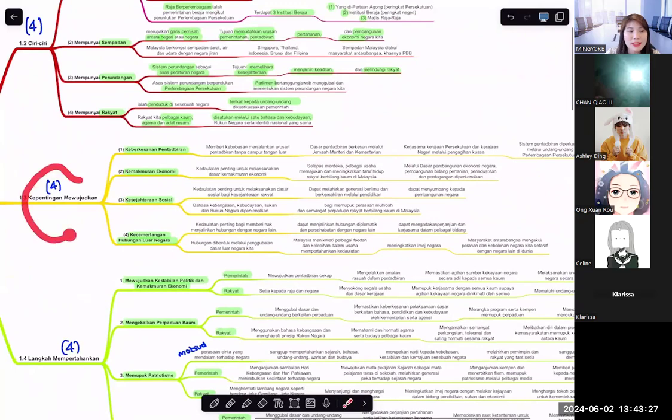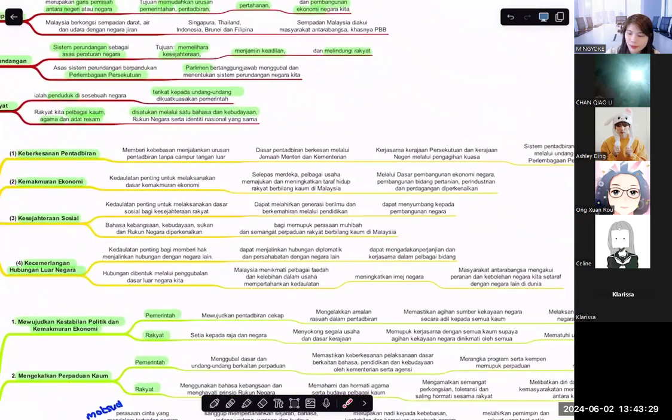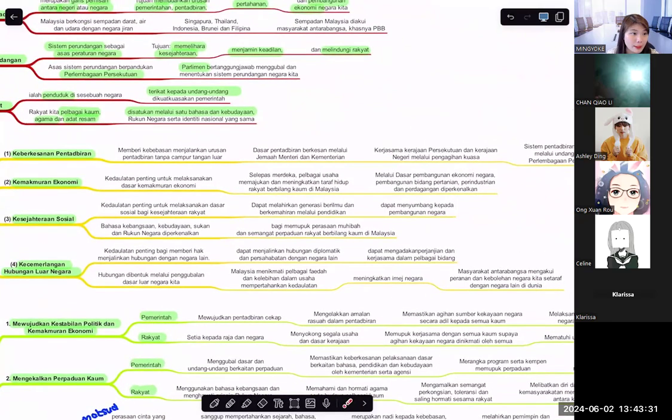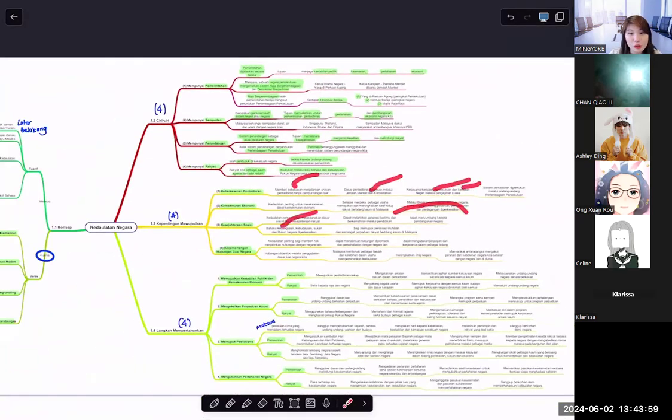Okay, now. Next, we move on to the importance of sovereignty. When we are free and independent, our administration is more effective. Our economy is able to prosper. Our society is able to get together well enough. And last, we get foreign countries' recognition and friendship. Understand? All these are the points you need to know.